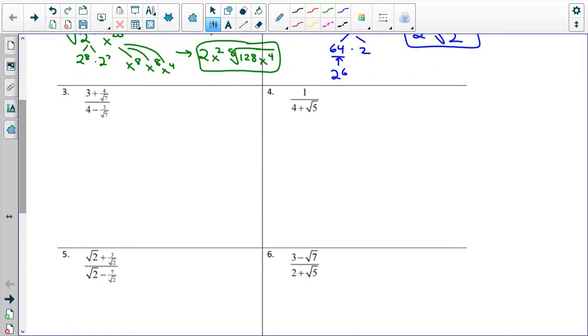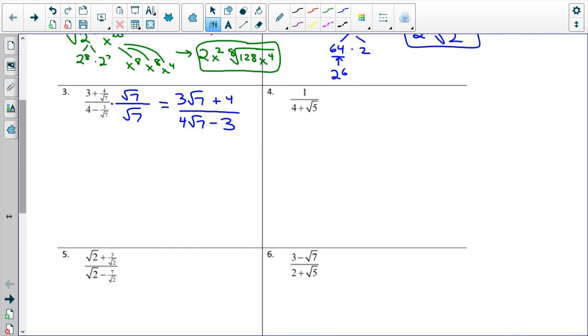Problem 3, if I have complex fractions with a radical in there, I need to try and make this as simple as possible. So what I probably want to do, just like last chapter, is multiply through by the common denominator. So I'm going to multiply by the FFU root 7 over root 7. So 3 times root 7 is 3 root 7. 4 over root 7 times root 7 is 4. In the bottom, the denominator, it ends up being 4 root 7 minus 3.